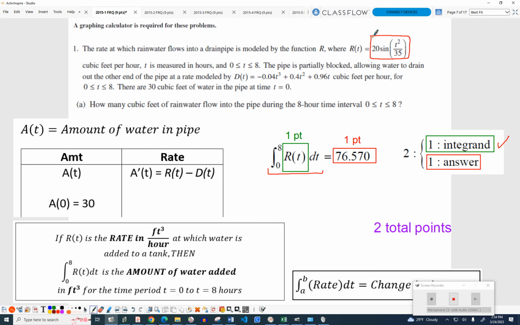I'm just confused. It's everywhere. So I put the answer right there. I think it's 1 out of 2. And then if they forgot the 0 on the decimal, then they get 1 out of 2. This one, they didn't put R of t, but it's the same thing.